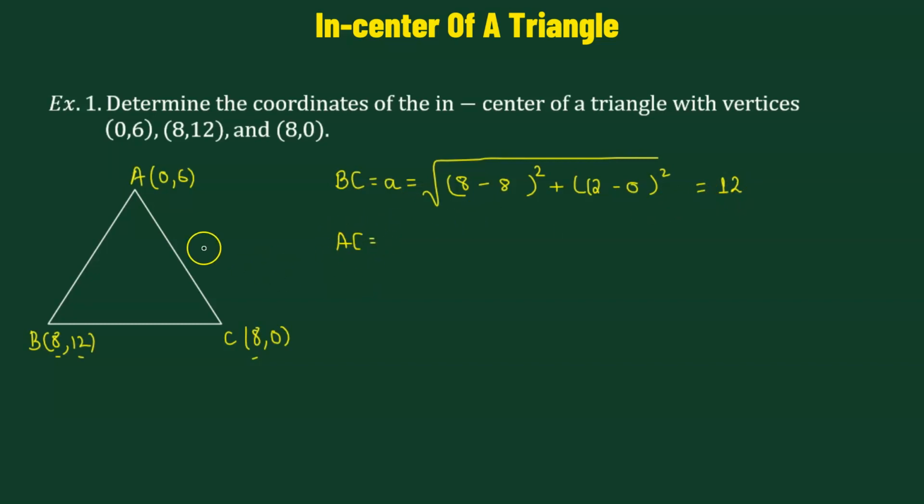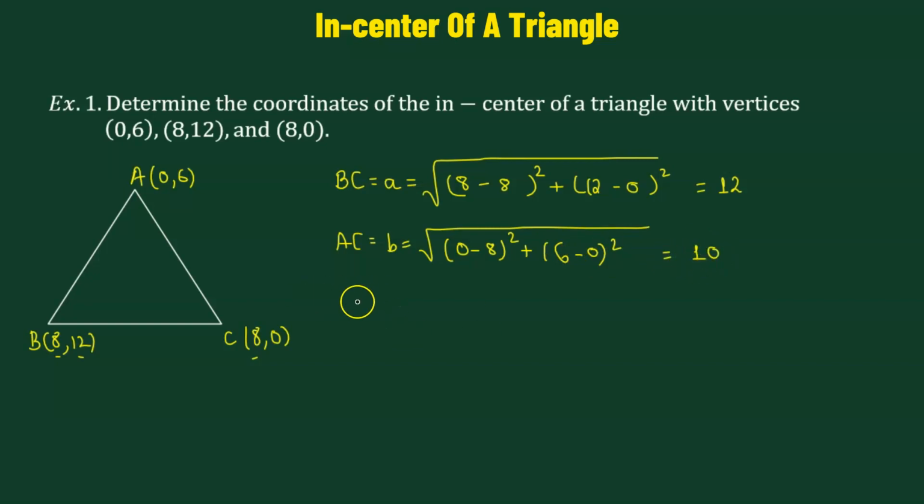So AC, we're going to denote it by the length b in lowercase, because that's the side opposite to angle B. So we'll again use the distance formula to find out its length. First we'll need the difference of the x coordinate. So let's do 0 minus 8. So we have 0 minus 8, that's the difference of the x coordinate. We square it and then add it to the next one. We need the difference of the y coordinate, so that's 6 minus 0. So we square this value. So this is going to be equal to 10.